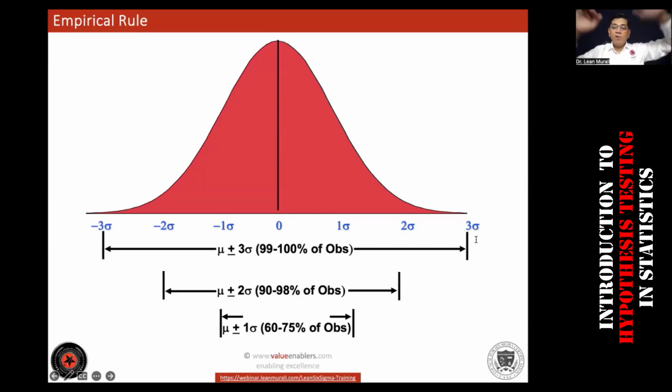Okay, when you calculate the sigma, sigma is calculated using the value. And in an ideal normal distribution, within plus or minus so much of sigma values, like plus or minus 1 sigma, 60 to 65% of the observations will be there. This is the characteristic of an ideal normal distribution.